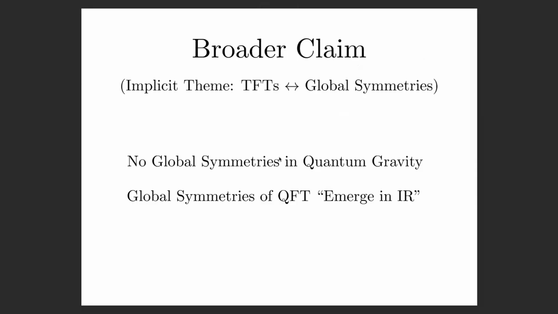Of course, there's an implicit theme that TFTs have a lot to do with global symmetries. And the lore that's developed, at least in the context of gravity, is that, no, not really. You don't have any global symmetries in quantum gravity. Rather, as you go to low energy degrees of freedom, you'll start seeing emergent global properties emerge. So the slogan that people like to say is that symmetries are either gauged or broken once we start including gravity.